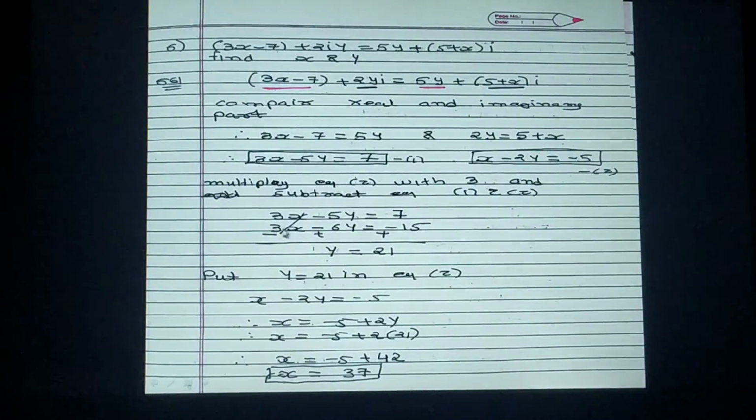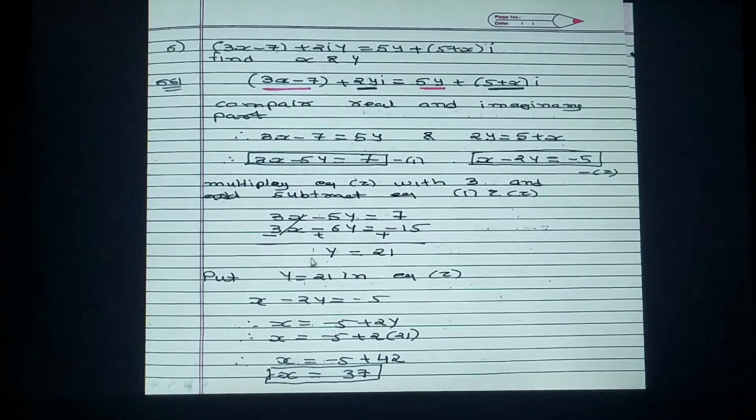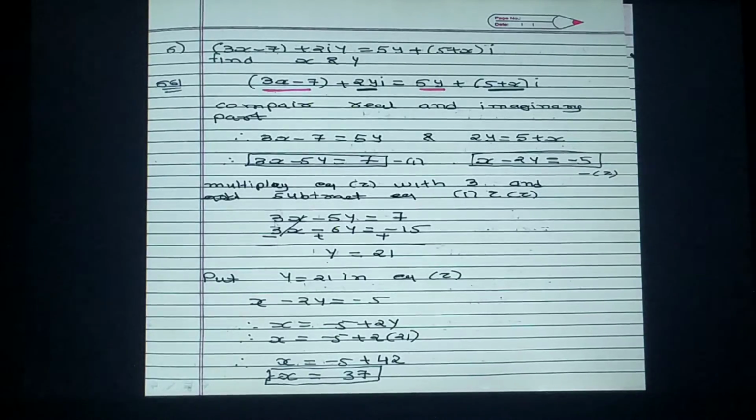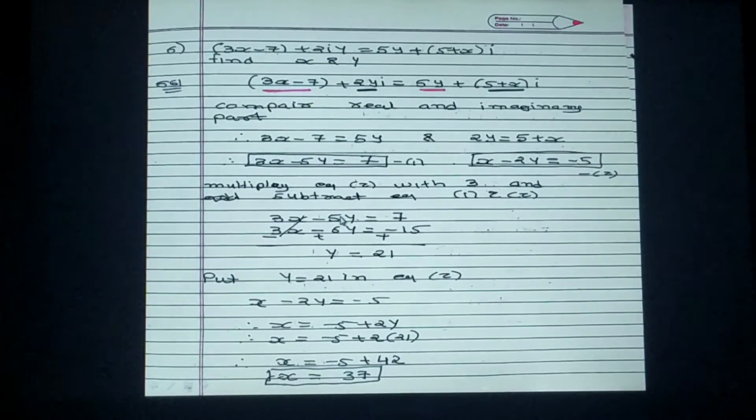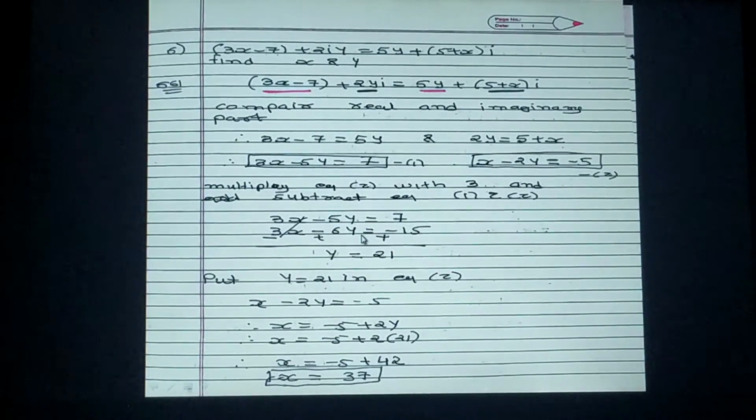So the first equation we write as it is, 3x minus 5y is equal to 7. This equation we multiply with 3, so it is 3x minus 6y is equal to minus 15. Subtract this equation, so we change the sign, minus plus plus. 3x is cancelled. Now minus 5y plus 6y is y, and 7 plus 15 is 21. So we have y is equal to 21.